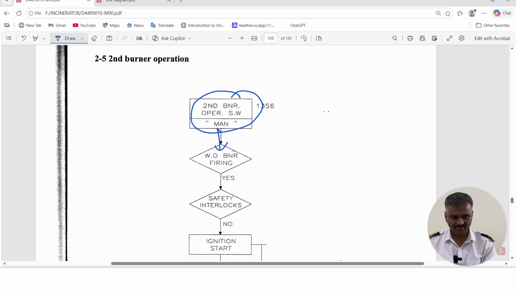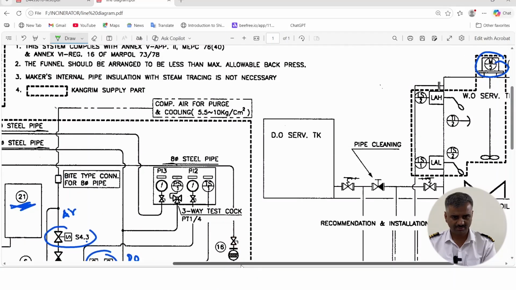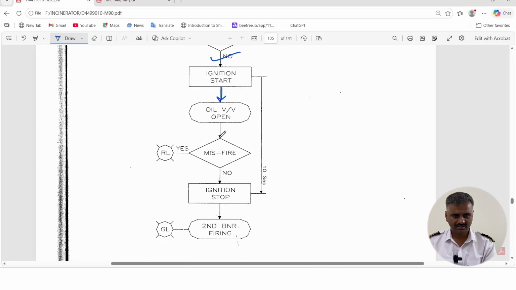When the waste oil burner is firing, it will check safety interlocks regarding the doors. If none are active, ignition will start. In the second burner line, the oil valve will open. Which oil valve am I talking about? The oil valve on the top over here. This solenoid valve is the oil valve. It will open and it will check the misfire.